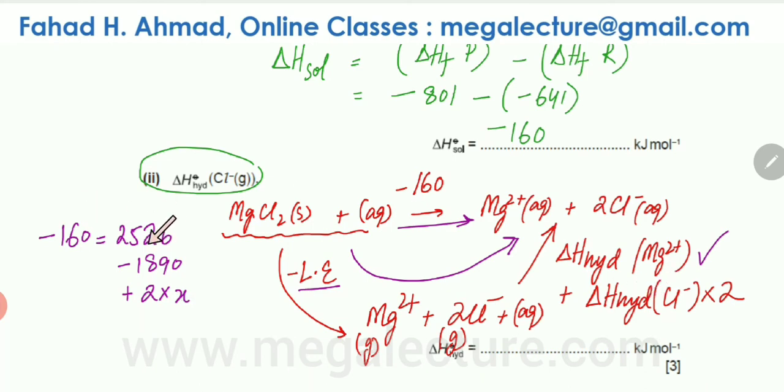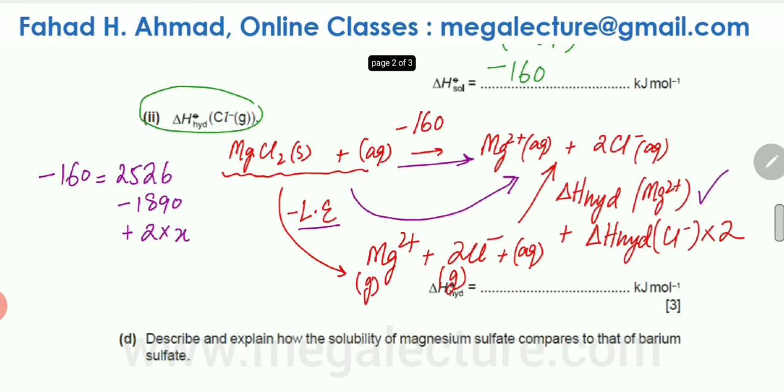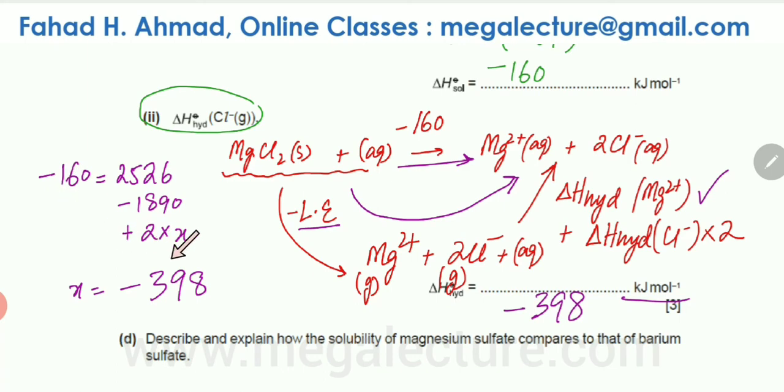So one path is equal to the other path. Minus 160 is equal to the negative of lattice energy plus the enthalpy change of hydration of magnesium ions plus the enthalpy of hydration of Cl ions times 2. This is the value that is not known. After doing my calculations, the value that I get on my calculator for x is minus 398. So the answer is going to be minus 398 kilojoules per mole. That is my final answer for the enthalpy of hydration of Cl ions, after solving this equation for x.